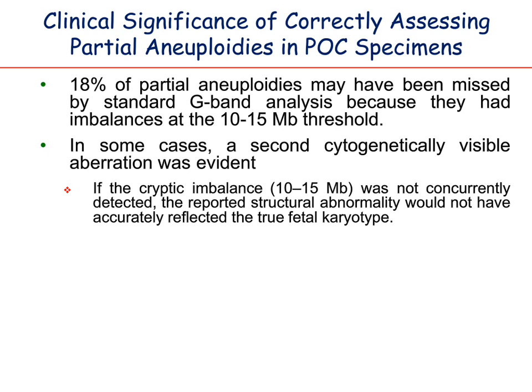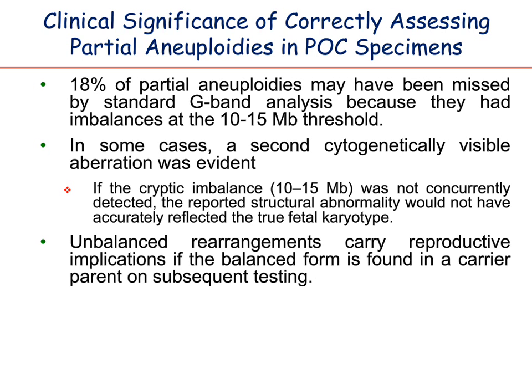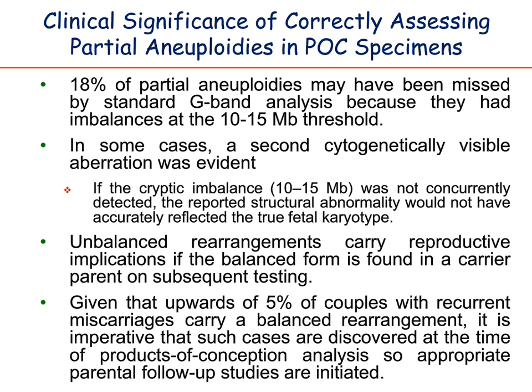And since unbalanced rearrangements carry reproductive implications, you need to look to see if either of the parents is a balanced carrier, and you need to initiate testing that will determine whether or not they carry the translocation in a balanced form. We know that upwards of 5% of couples with recurrent miscarriages carry a balanced rearrangement, so it's imperative that such cases are discovered at the time of products of conception testing so that the appropriate parental follow-up studies can be ordered and initiated.